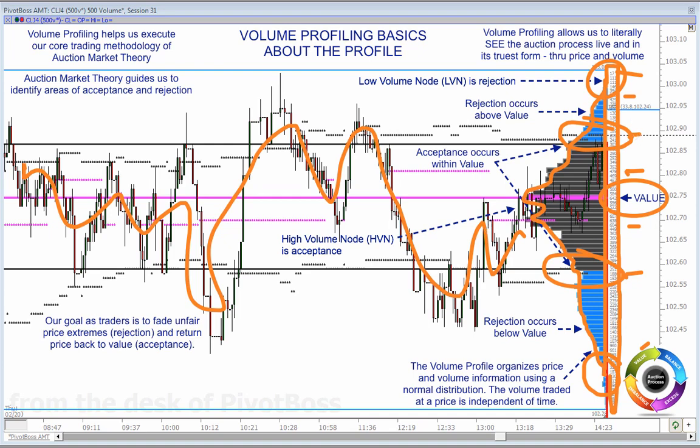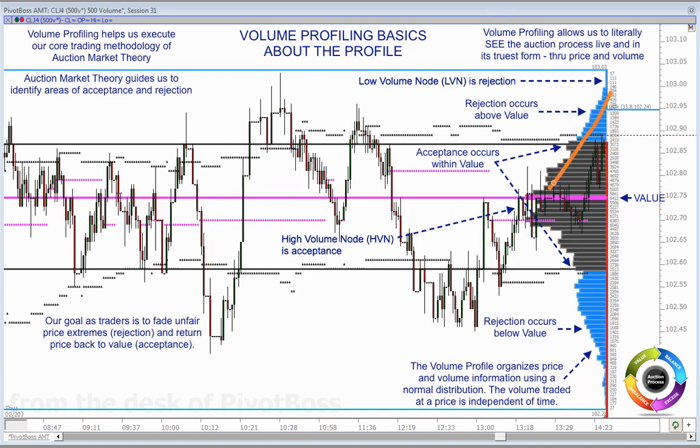It's not always this perfect of a profile, and we're going to learn the different types of profiles and how the profile will develop throughout the day, because as you look at this, you can see these dotted lines. That's the upper value area. So that's the value area high. And you can see how it changes constantly throughout the day. It changes constantly. And eventually, it stops and becomes this one line right here.